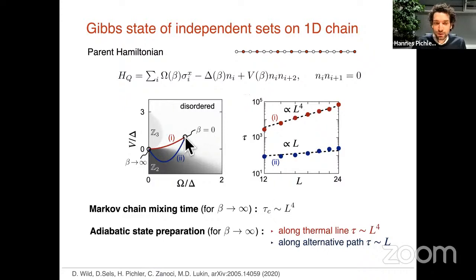Now, in a quantum algorithm, you're not bound to stay on this line. You can also deviate from it and perform an adiabatic passage along a different trajectory. Because you can cross, for example, the phase boundary here, from the properties of this phase transition you expect that you can reach this point in a time which scales only linearly with system size. So if you deviate from this thermal trajectory and come to your final point via a different path, then you can actually outperform the competing classical Markov chain Monte Carlo algorithm.